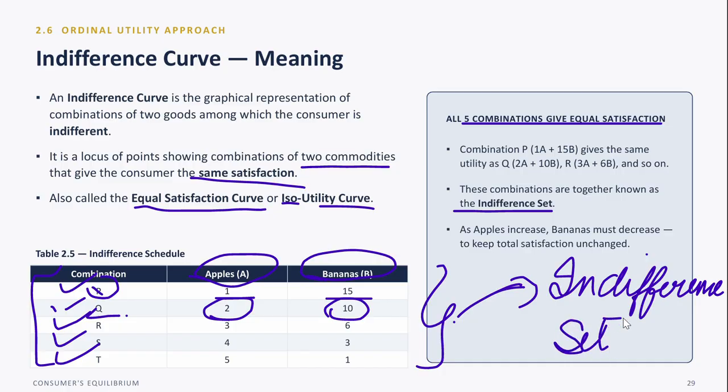As apples increase, bananas must decrease to keep the total satisfaction unchanged. So now as we are moving to different combinations, we can see that apples are increasing and bananas are decreasing. Why is it so? Because we have assumed that the consumer is going to get equal satisfaction from the consumption of both these commodities. Therefore, in order to increase one commodity, we have to decrease the other commodity so as to maintain the same level of satisfaction.